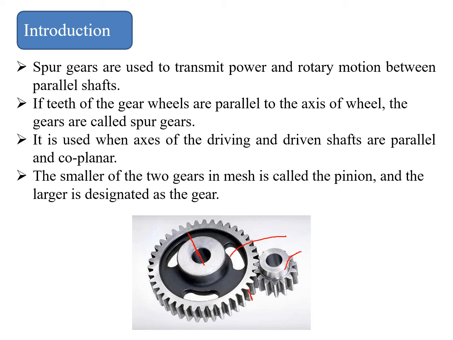It is used when the axes of the driving and driven shafts are parallel and coplanar. The smaller of the two gears in mesh is called the pinion. There are two gears basically. The small one is called the pinion and the larger one is designated as the gear.